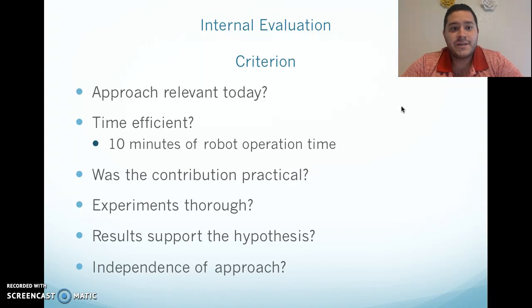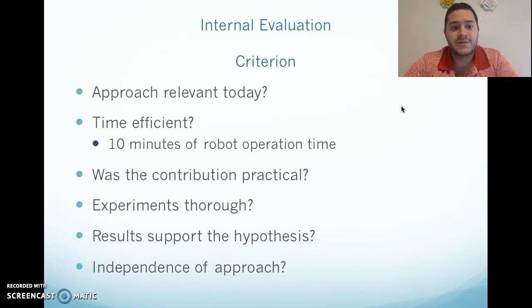Was it efficient? Absolutely it was. In the paper, they noted that they only needed 10 minutes of robot operation time to actually learn the environment. So within start and finish, within 10 minutes, this robot was able to take all of the information that it needed and then do everything that it needed to do to avoid these obstacles and get to where it needed to go. Which is important because one of the things that the paper stated was it needed to be efficient.